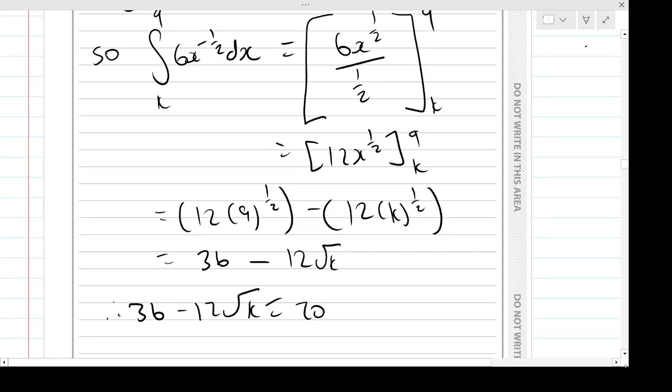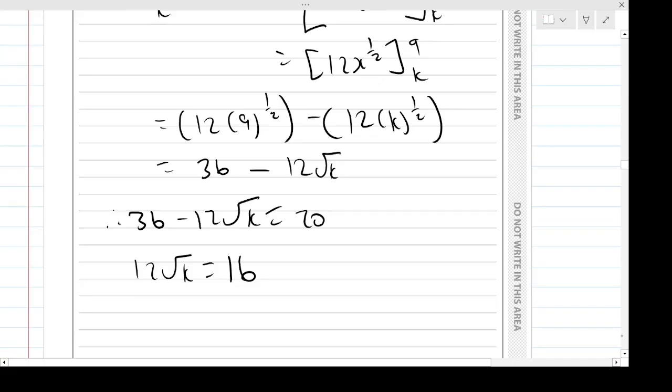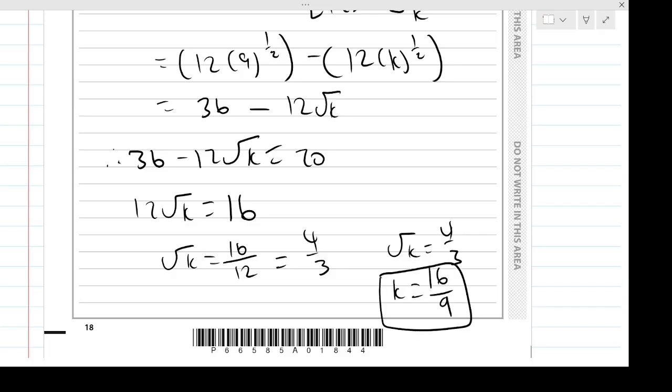And now we just solve for k. So then 12 root k, if I add 12 root k, will be 36 minus 20. That's going to be 16. Then root k is 16 divided by 12, which is 4/3. So if root k is 4/3, then I could square both sides to get rid of the root. So k is 4/3 squared. That's going to be 16 over 9. And that is my solution for k.